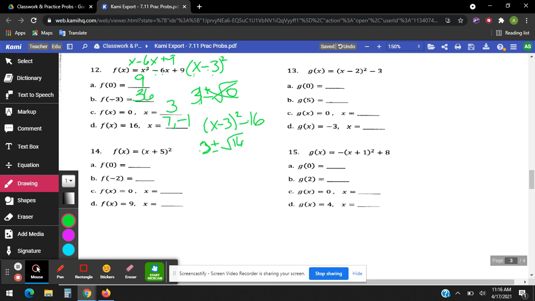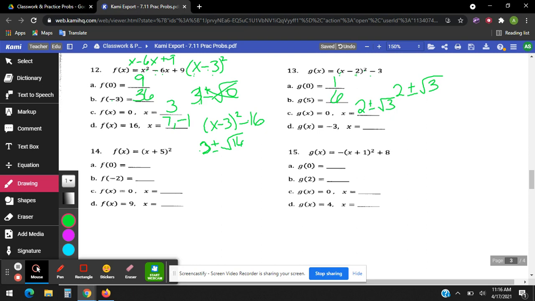Okay, this one over here. G of 0: 0 minus 2 is negative 2. Negative 2 squared is 4. 4 minus 3 is 1. 5: 5 minus 2 is 3. 3 squared is 9. 9 minus 3 is 6. Okay, let's throw in the 0. So I need h plus or minus, my h is 2, plus or minus the square root of negative k. So in this case, it's a 3. So I can't simplify that.